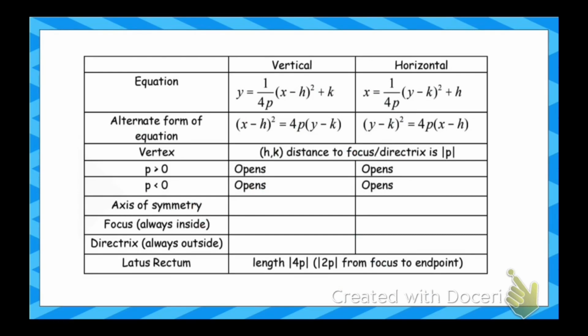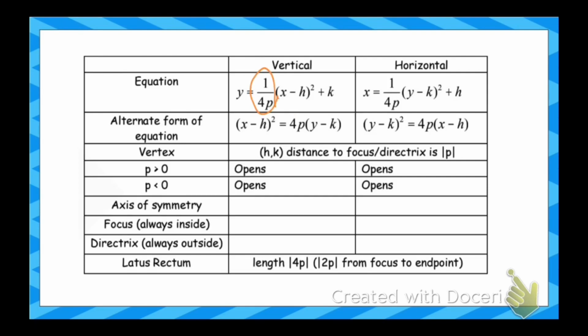All right, so what we have in your notes, we have this chart here that we're going to fill in with a lot of information about our graph. So this equation looks very similar to vertex form that we've been using for transformations. The only difference really between this equation and the one we've been using for transformations is that this is in the form of 1 over 4p.